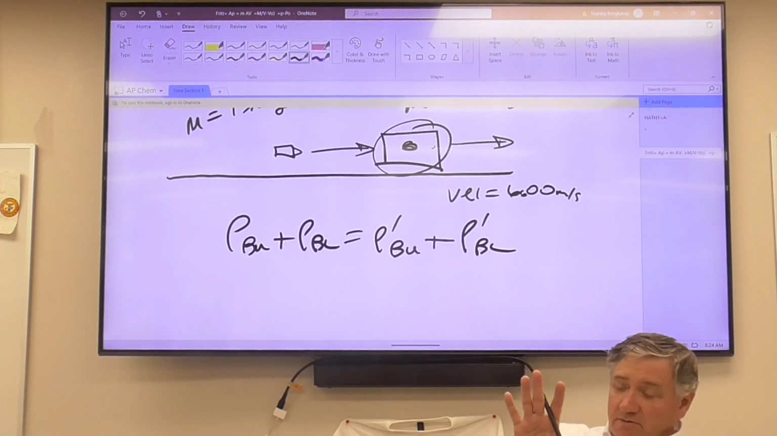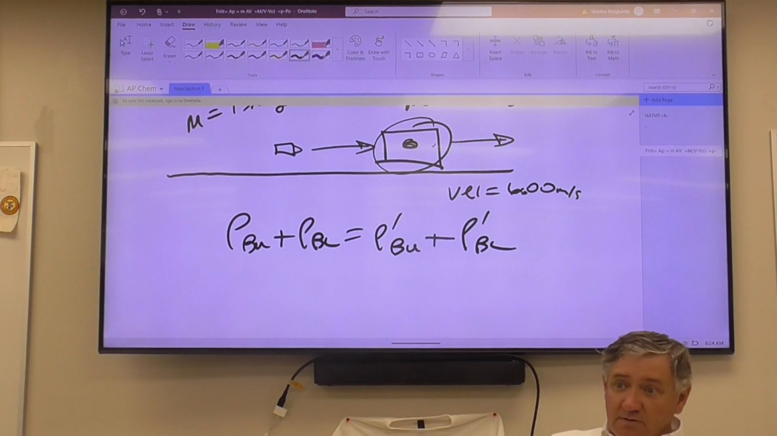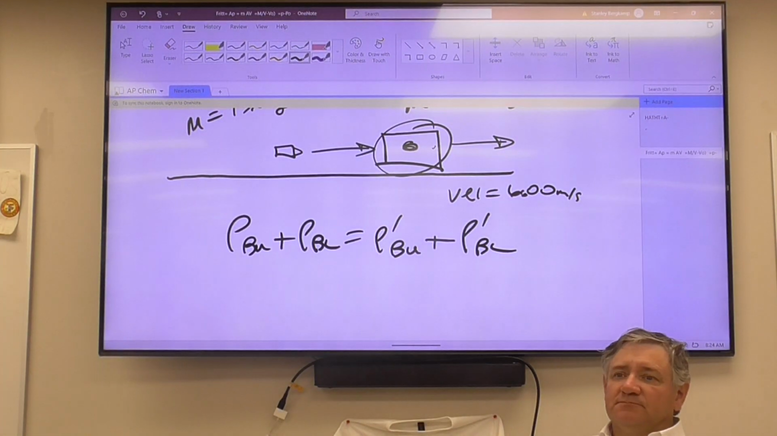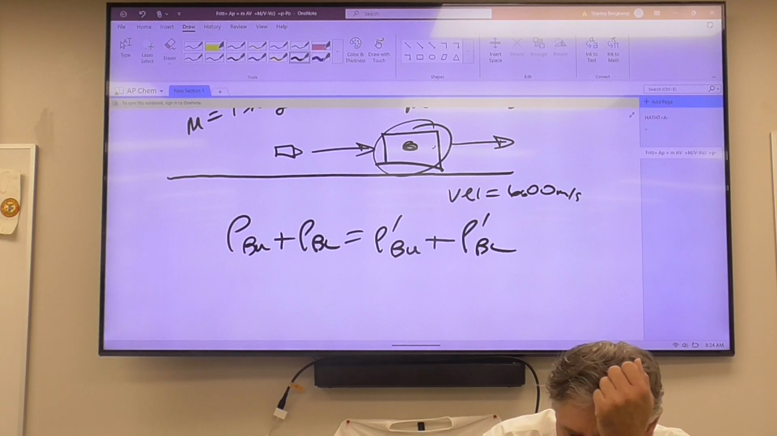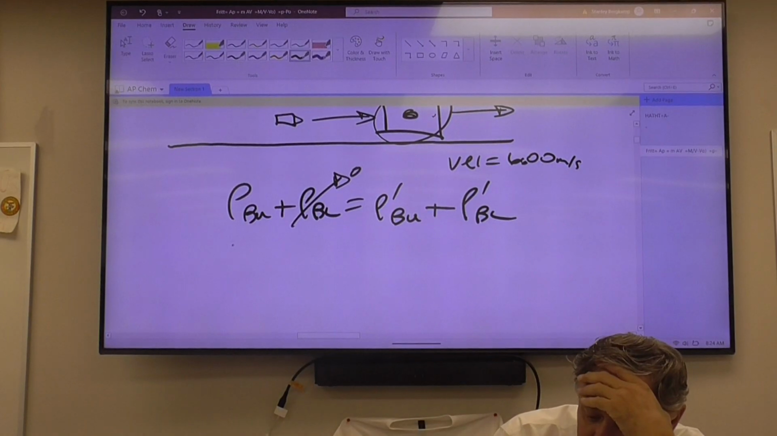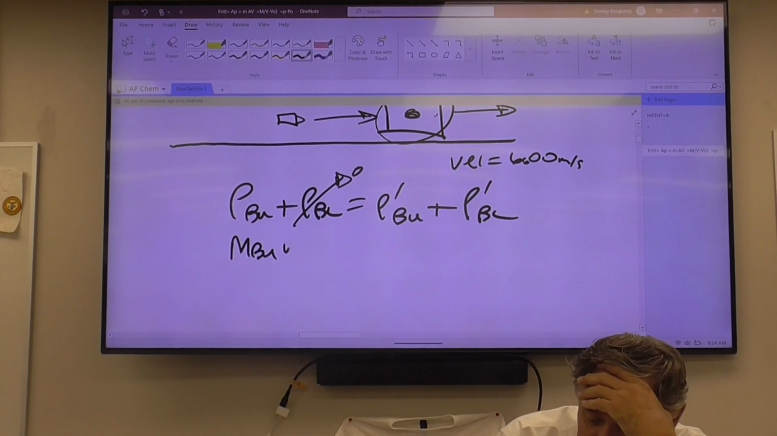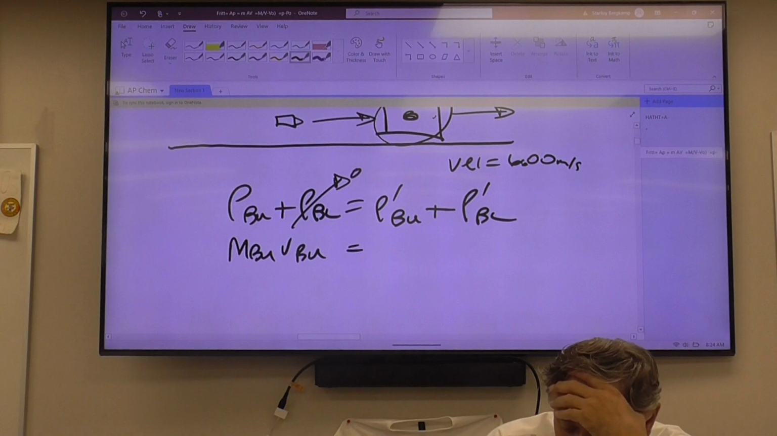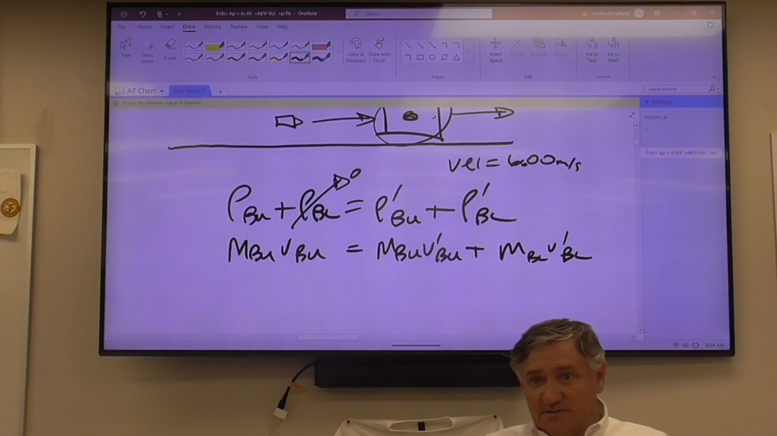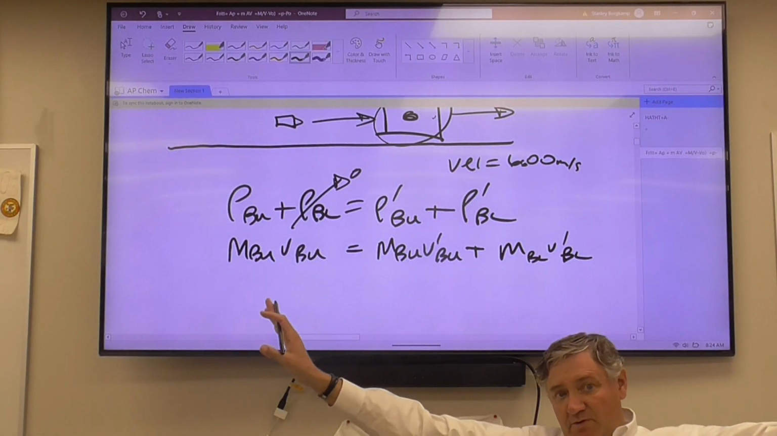Now, a lot of times, not always, one of these values could go to zero. What do you think the initial momentum of the block is? Zero, because it's at rest. I don't have to worry about that. Now, this is going to be the mass of the bullet times the velocity of the bullet. I'm going to write this whole thing out: mass of the bullet times the new velocity of the bullet plus the mass of the block times the new velocity of the block. Technically, this is the full-blown thing.